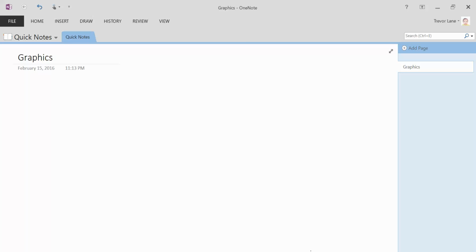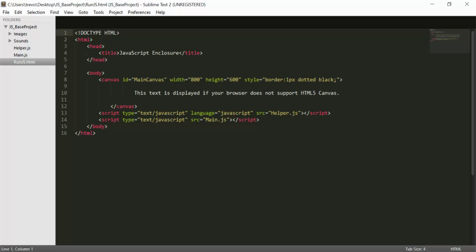So what I want to do is start by describing how graphics really work in JavaScript. And the basics of it is this: it draws on top of the canvas. Now we define that canvas in the HTML file of our project, and we set it up to be 800 by 600. So that means 800 pixels wide by 600 pixels high.